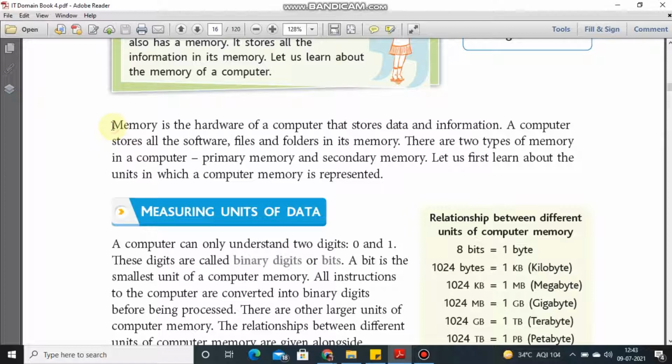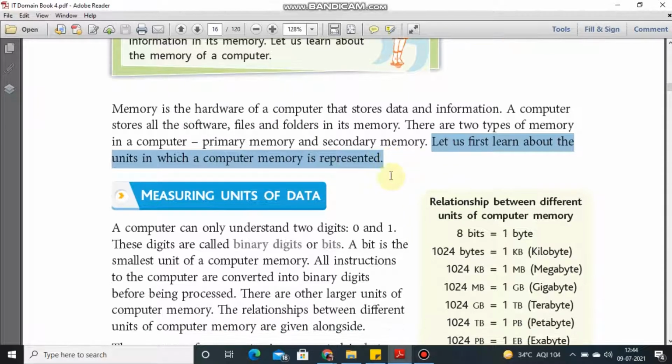Let's begin. Memory is the hardware of a computer that stores data and information. A computer stores all the software, files, and folders in its memory. There are two types of memory we discussed in a computer: primary memory and secondary memory. We will discuss primary memory first. So let us learn about the units in which computer memory is represented.